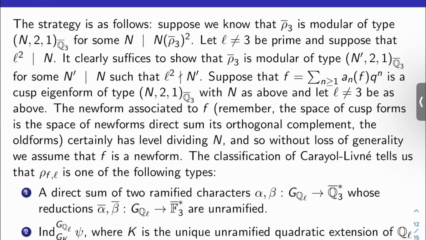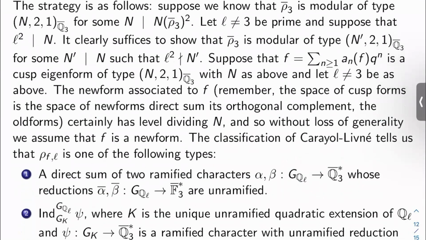So let's suppose that F, with Fourier coefficients a_n(F), is a cusp eigenform of type (N, 2, 1) over Q_3 bar with N as above, and let l not equal 3 be as above, so it's a prime. The newform associated to F: F is a Hecke eigenform, but the space of cusp forms breaks down into newforms direct sum oldforms, and these eigenspaces have multiplicity 1 here. So there is some newform attached to F. You can see chapter 3 where we talk about this. This certainly has level dividing N. So without loss of generality, we can assume F is a newform. Then the classification of Carayol and Livné tells me that rho_{F,l} is one of the following two types.